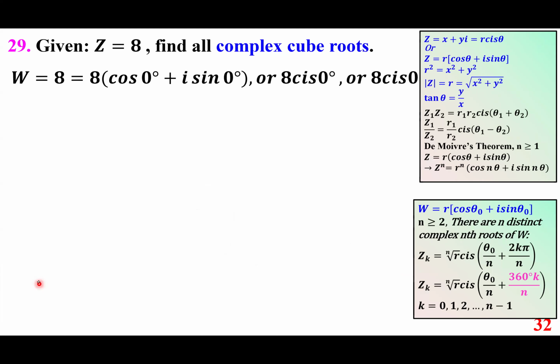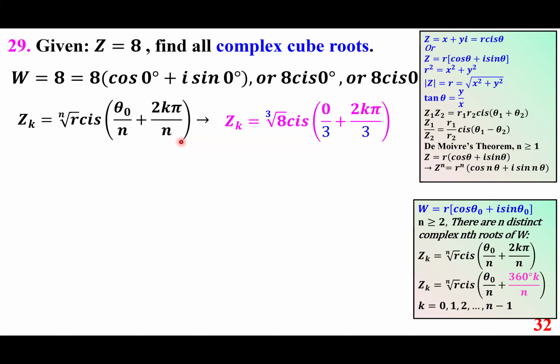And so with that being the case, we are going to go with this, and we say the nth root of r cis theta 0 over n plus 2k pi over n, and we're going to go with cube root. The third root of 8, theta sub 0, as we said, is 0, and then 2k pi over 3, and you can go with degrees or radians. I put the degrees here, I put the radians here. It makes no difference whatsoever. Of course, the cube root of 8 is 2, so we get 2 cis 2k pi over 3.